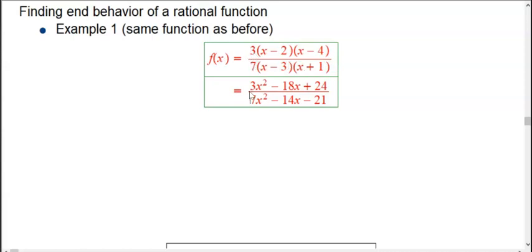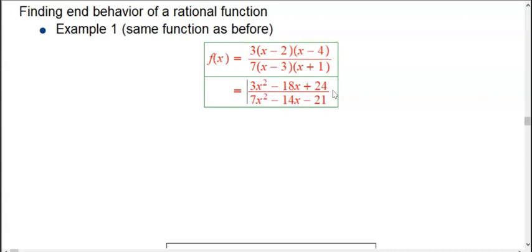And so I've actually put it into standard form here. It's not factored anymore. It turns out it's much easier to get it from this form than factored form. So factored form is great for intercepts and asymptotes. This form is better for end behavior.